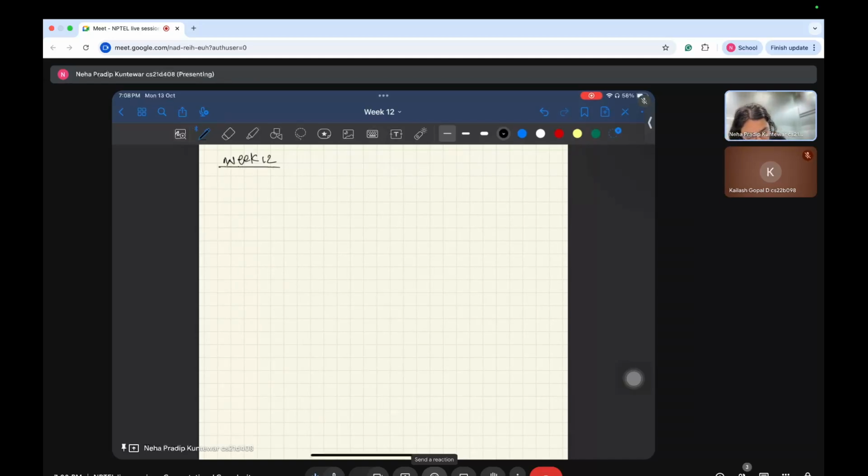In this week, we'll look into interactive proofs, the public coin and private coin protocols, and we'll look into the basic definitions of these, and some examples based on that.